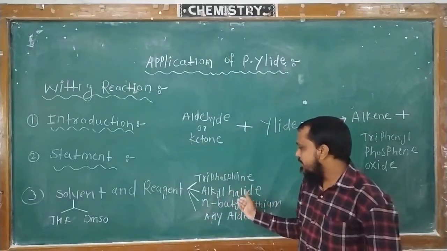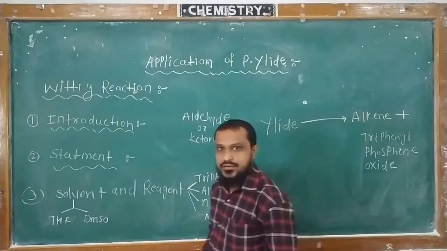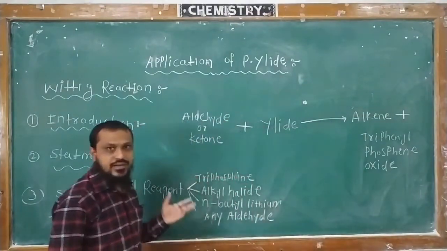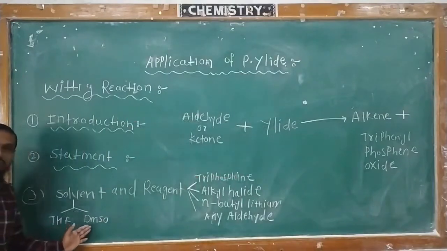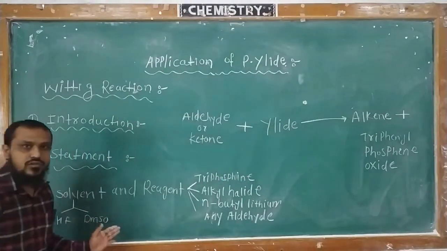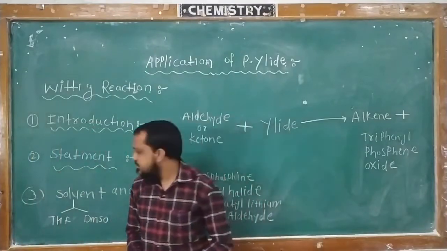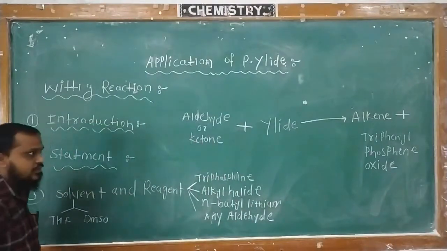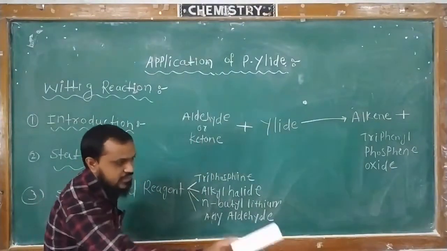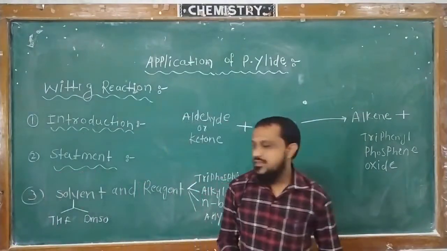Triphenylphosphine, alkyl halide, butyl lithium and any aldehyde are used as reagents in the Wittig reaction, and also THF and DMSO are used as solvents. Now the fourth content of the reaction is the mechanism. So we will see it.